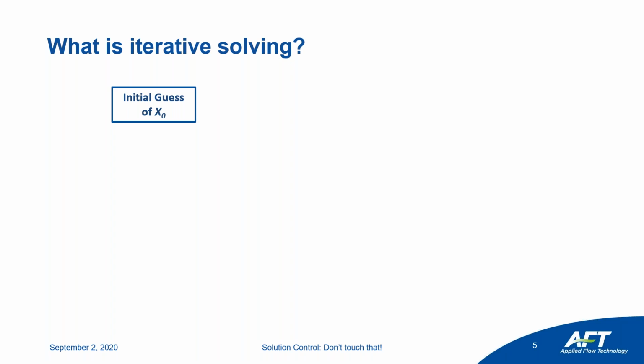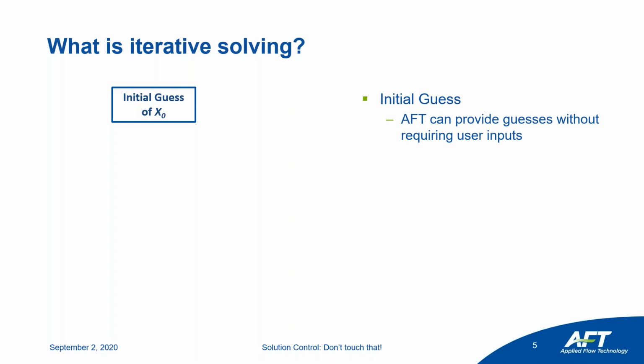So we provide an initial guess. In the case of AFT software, we're actually going to provide those initial guesses for you. So you won't have to guess the pressure at a junction or the flow rate through a pipe. AFT can provide a close enough guess to start this iterative process. We're going to plug that initial guess into our equation, and we're going to use Newton-Raphson iterative solutions to try to find a root to an equation. So we'll plug in our first guess and we'll determine x new.